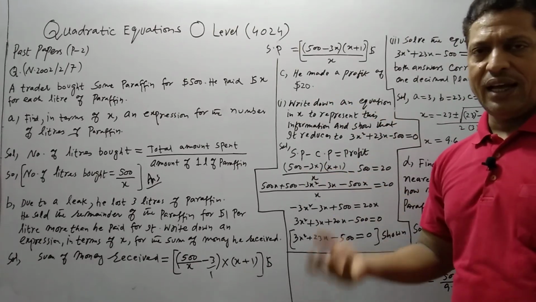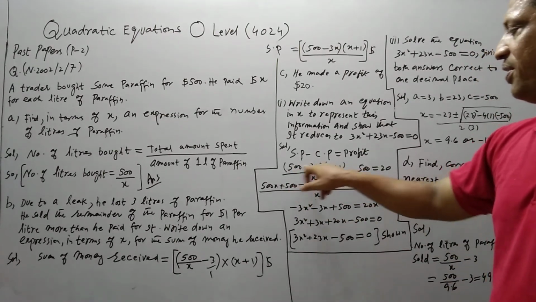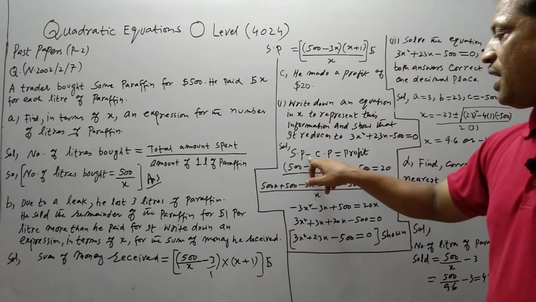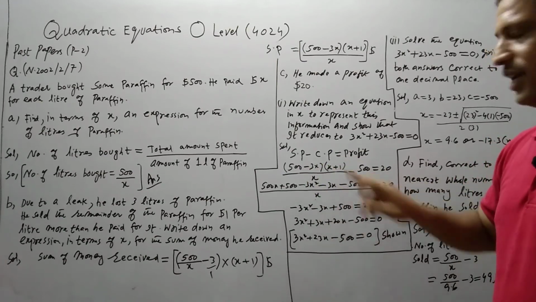Now simply apply algebraic tools. Multiply these two brackets first. 500 into x, 500x, 500 into 1, plus 500. Minus 3x into x, minus 3x squared, minus 3x into 1, minus 3x.